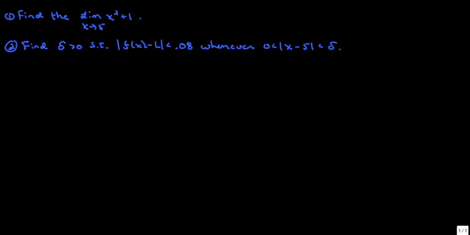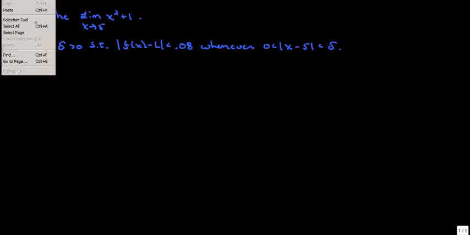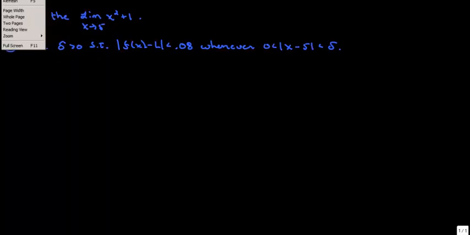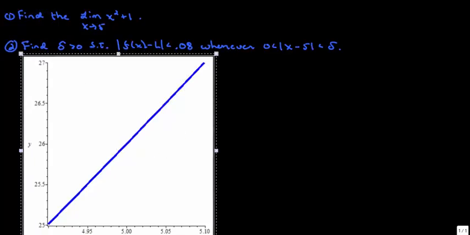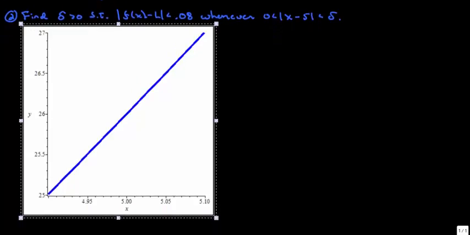To answer question number 1, to find the limit as x approaches 5 of x squared plus 1, the best thing to do is probably look at the graph. So here's the graph of the function. Scroll down a little bit so we can see it all.